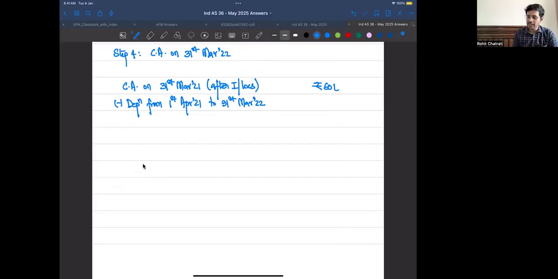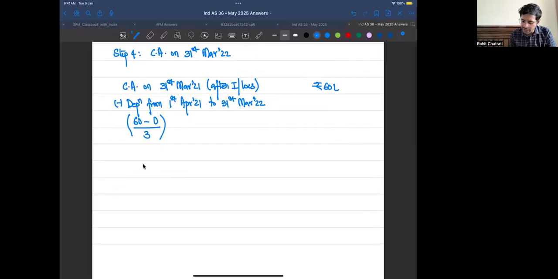Now, how are we going to calculate this? On 1st April 21, the asset had a remaining useful life of 3 years. Remember, on 1st April 2020, the asset had a remaining useful life of 4 years. On 1st April 21, the asset has a remaining useful life of 3 years. So the carrying amount of 60 lakhs minus the salvage value of 0, the whole divided by remaining useful life of 3 years.